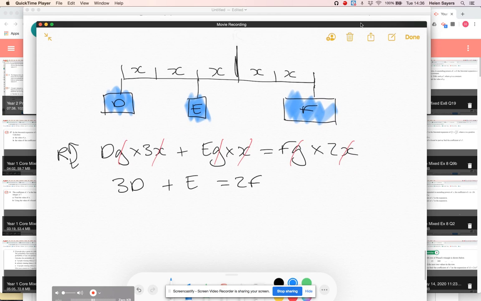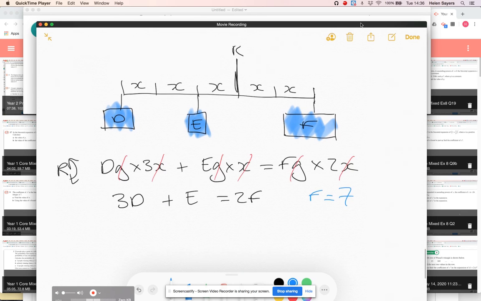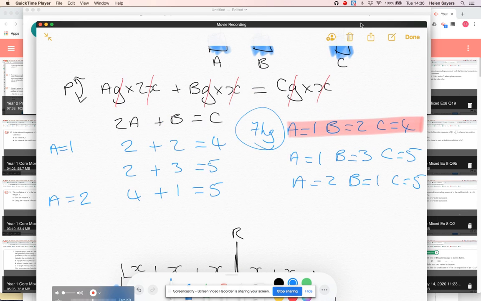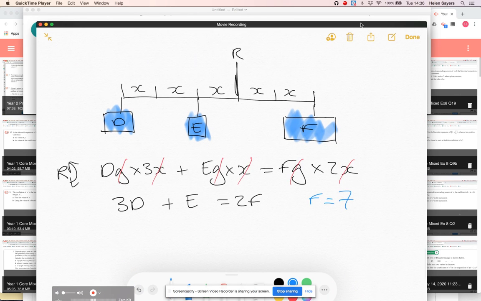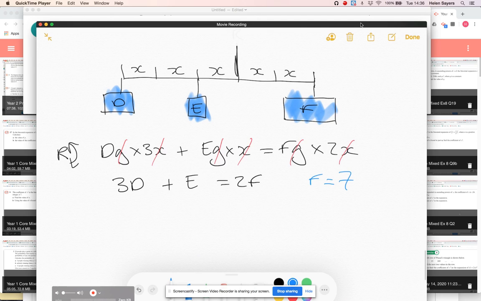And also, if F is 7, which two masses have I not used? So looking here, I haven't used 3 and 5. So let's see if we can get that working. So if F is 7, that's going to equal 14. If D is 5, that's going to become 15 plus 3, so that doesn't work. If D is 3, that becomes 9 plus 5, which I think does work.